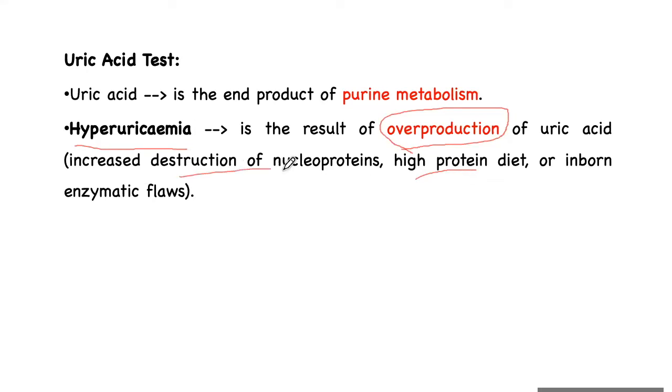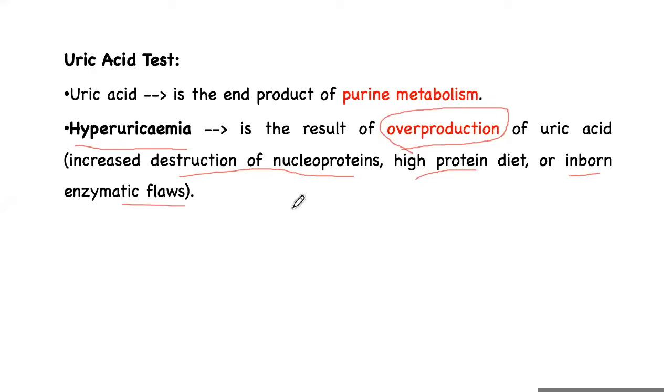Likewise, if there is more destruction of nucleoprotein in the body, or in case of inborn enzymatic flaws, congenital or hereditary disorder, although you are taking a normal diet, still there is more production of uric acid. So it is seen in some patients who are suffering from hyperuricemia due to a congenital problem or a hereditary disorder.